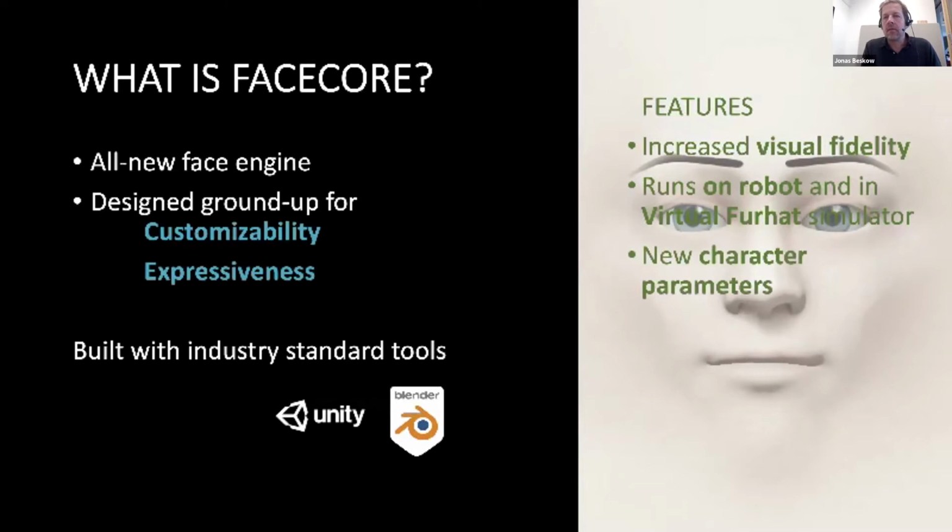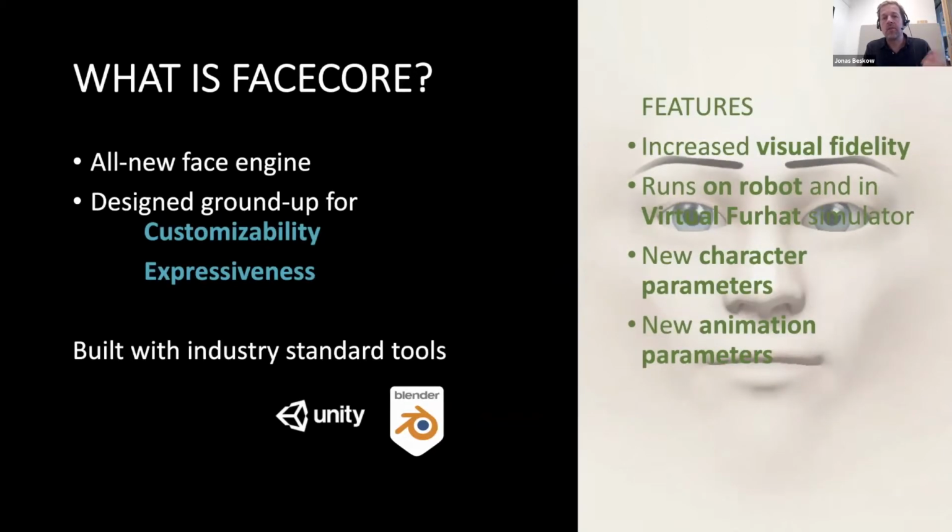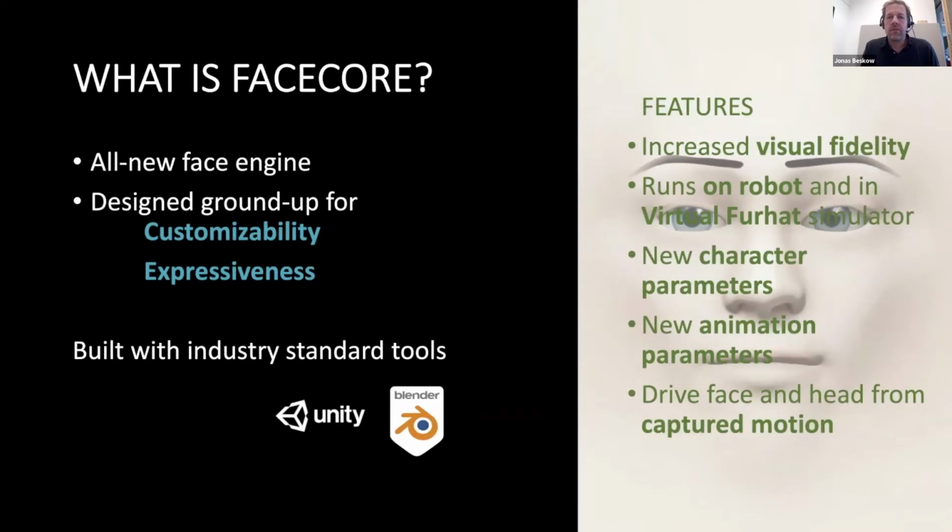So what we add now is something called character parameters, and this is what aims towards the customizability. You have a set of parameters that affect the shape and the appearance of the character. And then we also have new animation parameters that go towards the expressiveness. So these are two new classes of parameters. The animation parameters are what we've had all the while, but we have extended them in a way that I will talk about. And we have an exciting new option to drive the animation, the face and the head motion, from captured motion, so real human face motion.